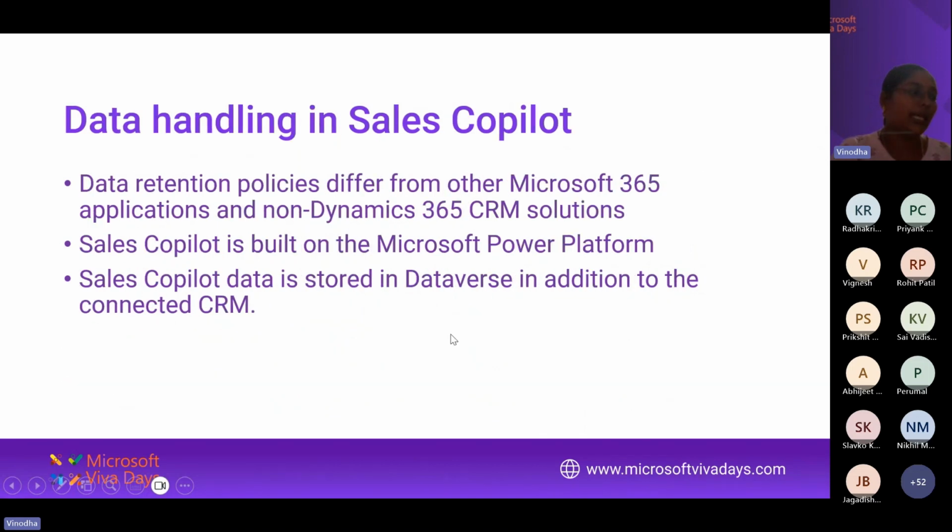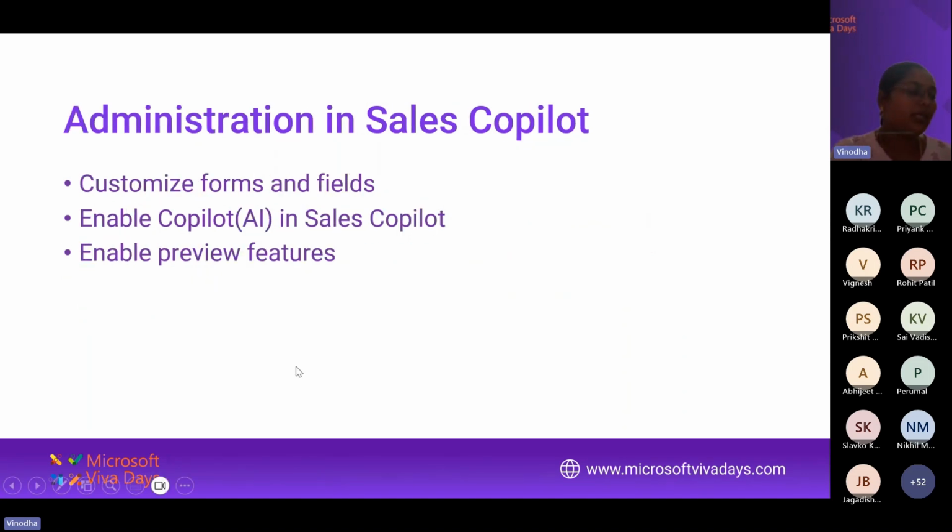Next, we are going to see data handling. Normally, Sales Copilot is built on Microsoft Power Platform, so all the details are stored in Dataverse, and these retention policies differ from other applications in Microsoft 365. The main thing is that Sales Copilot data is not deleted automatically after 90 days if your subscription ends. And next is administration. You can customize forms and fields using Sales Copilot.